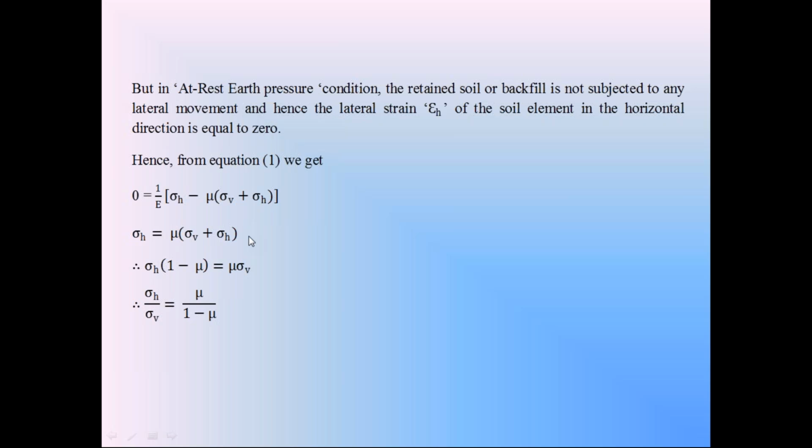Expand this on the right side. So it is mu into sigma v plus mu into sigma h. Bring that mu into sigma h to the left side. So the left side becomes sigma h minus mu into sigma h is equal to mu into sigma v.